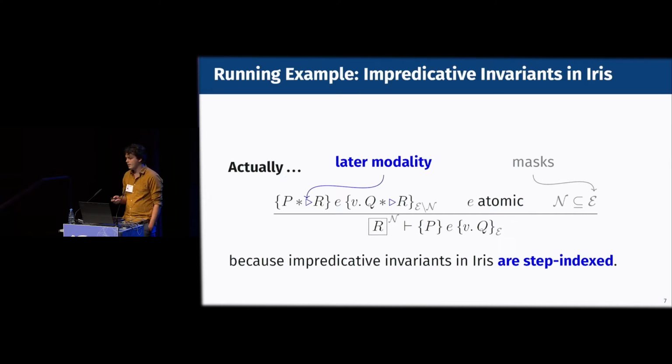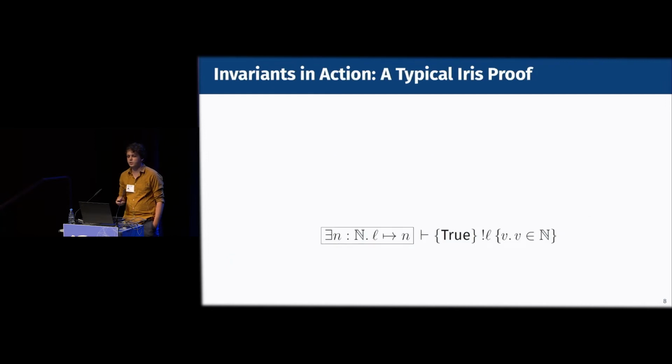And now we come to the tension that I mentioned earlier. For users of the logic, it is kind of a nuisance. So here's a simple example of what you can do in Iris. We have a shared invariant that says the location L will always store the natural number n, and we want to load from that location.